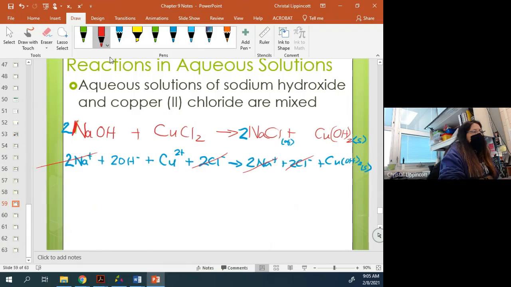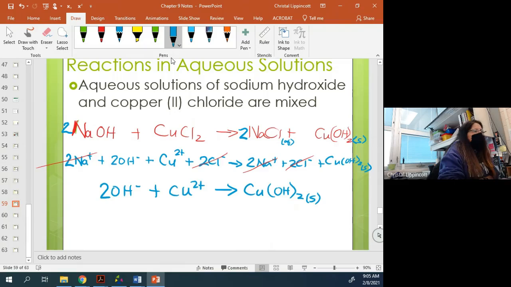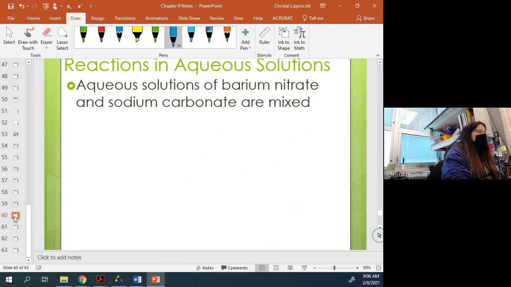This is the same as this, so it gets marked off. Then I rewrite this with what's left. And that is my net ionic, because in reality, that's the only thing that's changed. Good? Okay. So if I go here and look at another one, we've got barium nitrate.